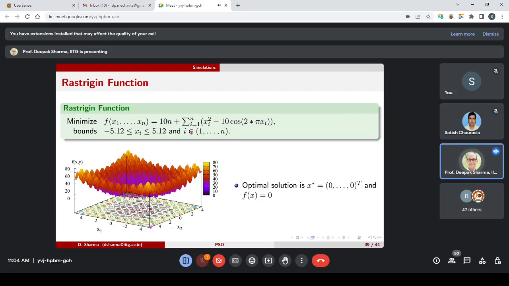Now, if I look at the x1 and x2 plane, these small circles are the contours. Each one is a local minima, and the global minima lies at the origin, where the function value is 0. Similar to the Rosenbrock function, this Rastrigin is also a scalable problem where I can choose how many variables I want. And it is a nonlinear problem. As you can see, the formulation itself involves a cosine term with respect to xi, so it is going to be a nonlinear problem.